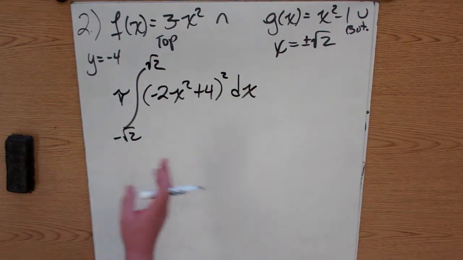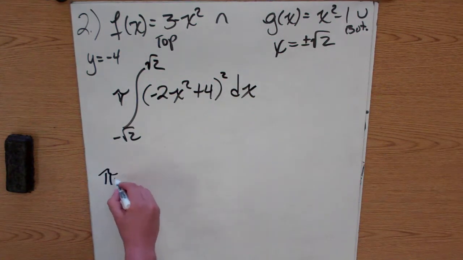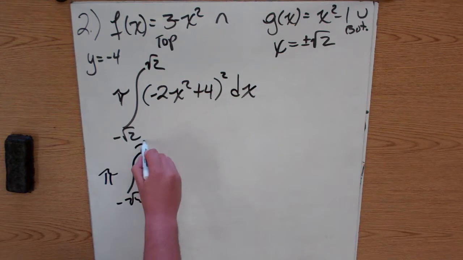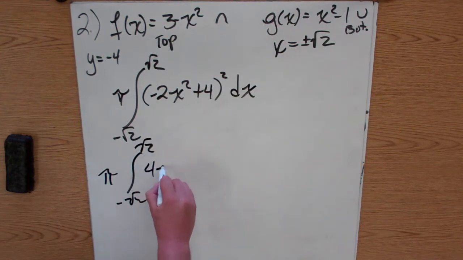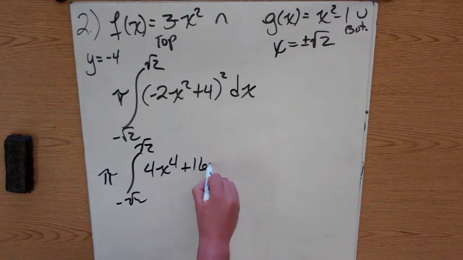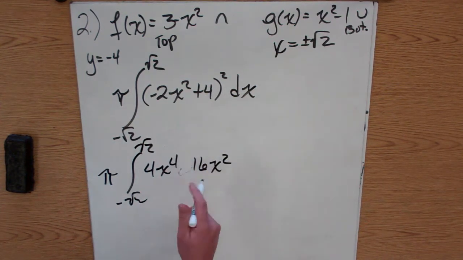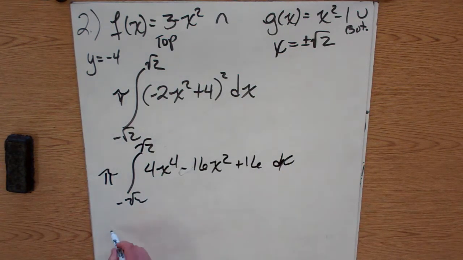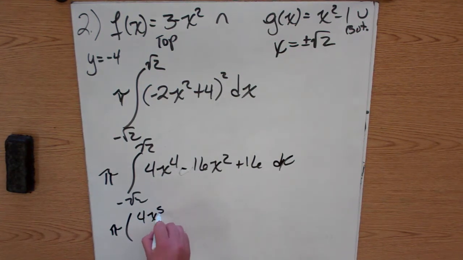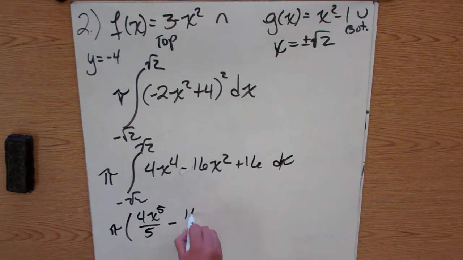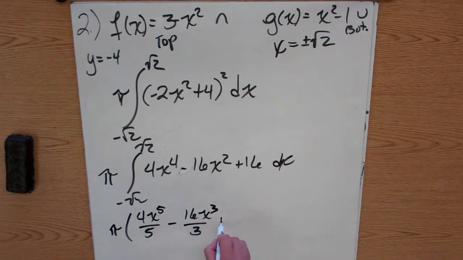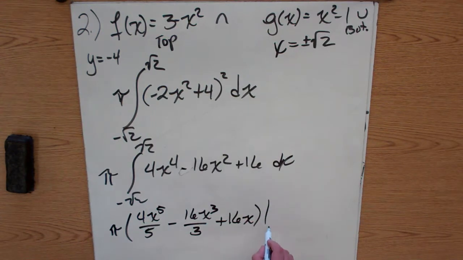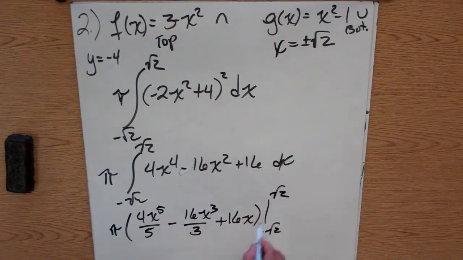Alright, so now square it out first. So you get pi, negative square root of 2, square root of 2, you get 4x to the 4th plus 16x squared, minus 16x squared plus 16 dx. Take your antiderivative, and you're going to end up with 4x to the 5th over 5 minus 16x cubed over 3 plus 16x evaluated from negative square root of 2 to positive square root of 2.